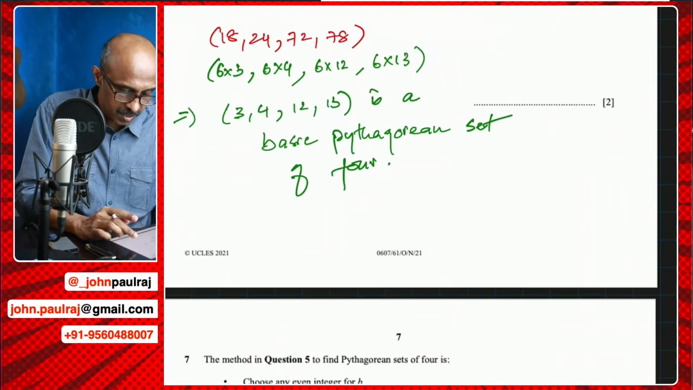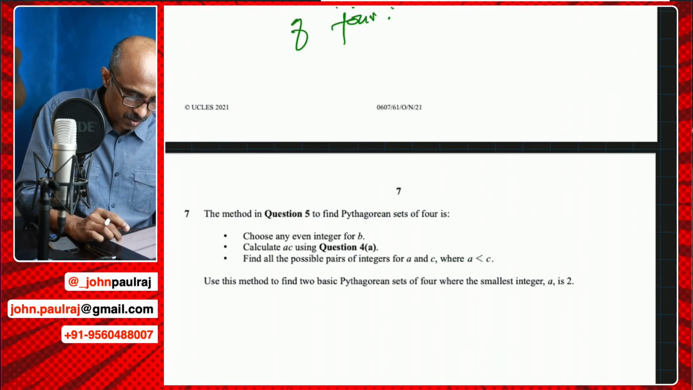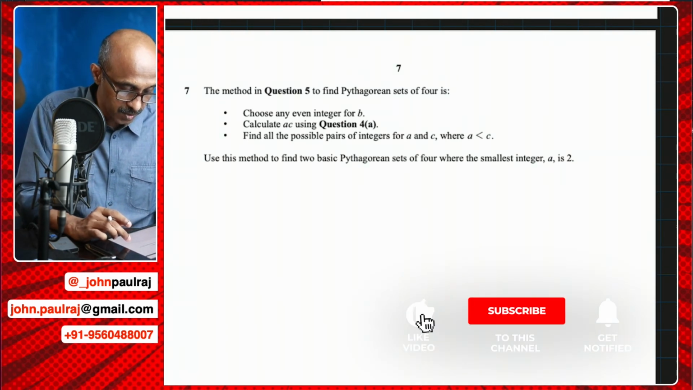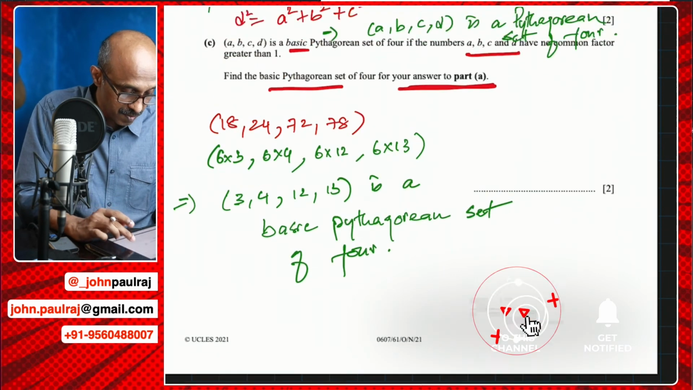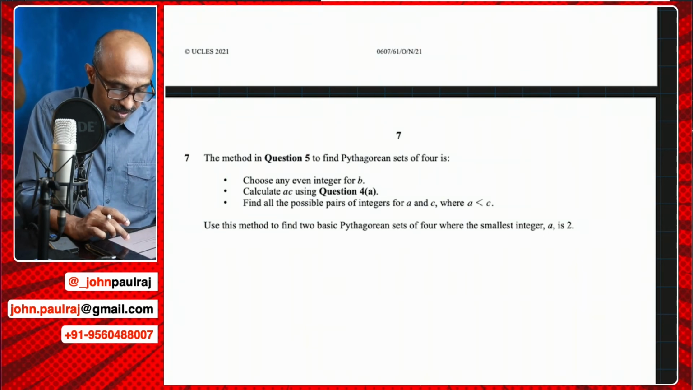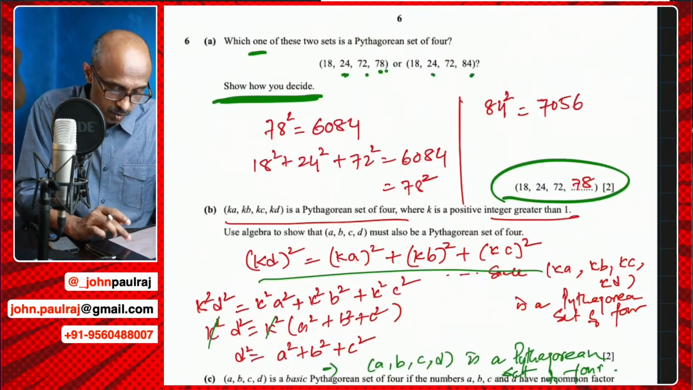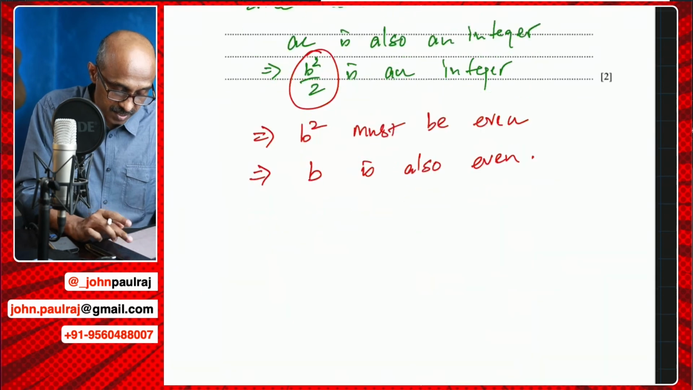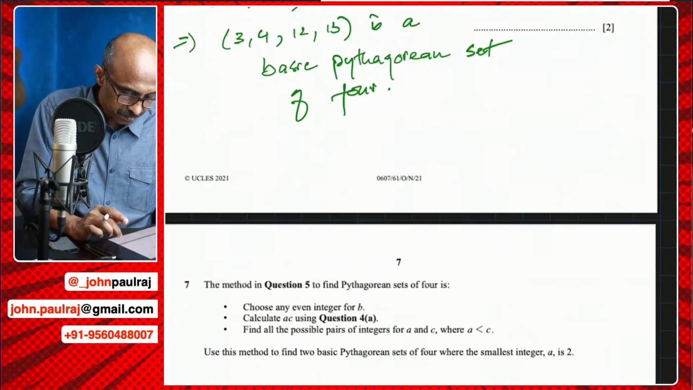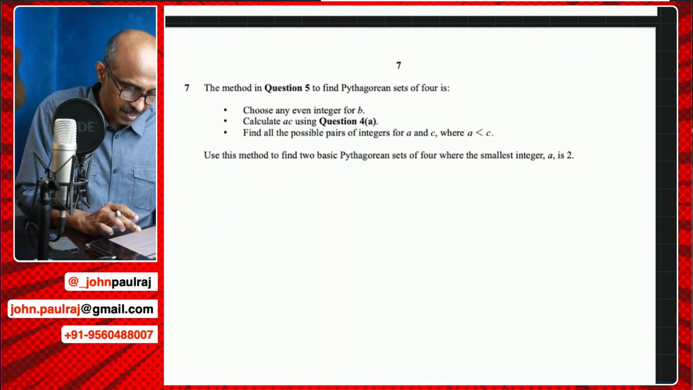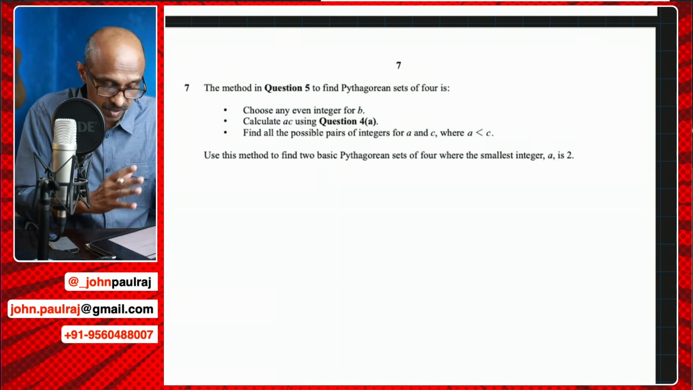Okay, all right. Number 7, is this the last one? Great, hooray. Okay, the method in question 5 to find Pythagorean sets of 4 is, they've summarized the method in question number 5. Choose any even integer for B, calculate AC using question 4a, that was the same idea, B square over 2. Yeah, B square over 2 was AC, clear? That's 4a. Find all possible pairs of integers for A and C where A is less than C. All right, the same way, the products, as we did.